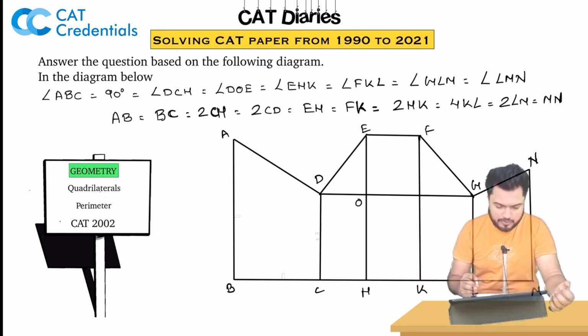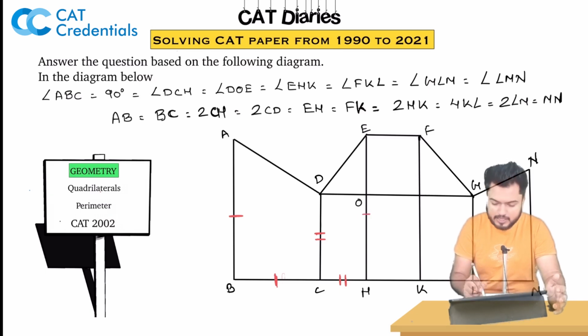So whatever is given, AB is equal to BC, which is equal to 2 of CH. So I'll put two lines here, which means if you do twice of CH, you will get AB. If this is 2, this is 1. That's how I'll make certain lines for my understanding. So AB is equal to BC is equal to 2CH is equal to 2CD. So 2CD, which means twice of this, 2 lines is equal to EH.